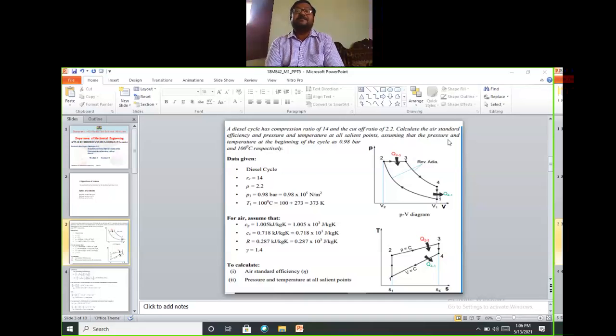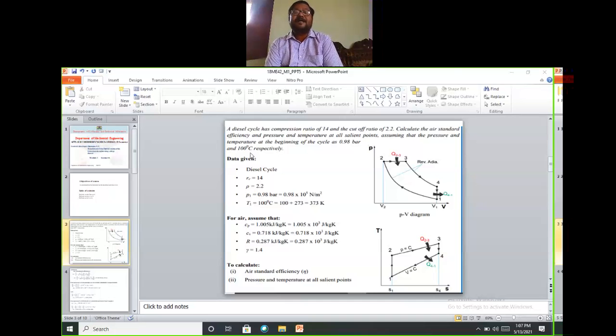Assume that the pressure and temperature at the beginning of the cycle are 0.98. The beginning of the cycle is state 1. Here the pressure is 0.98 into 10 to the power of 5 Newton per meter square, because it is given in bars. You must convert that into Newton per meter square, or Pascal, or you can keep it in kilopascals. Kilopascal means 10 to the power of 3. 10 to the power of 6 is 10 to the power of 3 into 10 to the power of 3, and taking out one 10 to the power of 3 gives the kilo; the remaining is 10 to the power of 3.